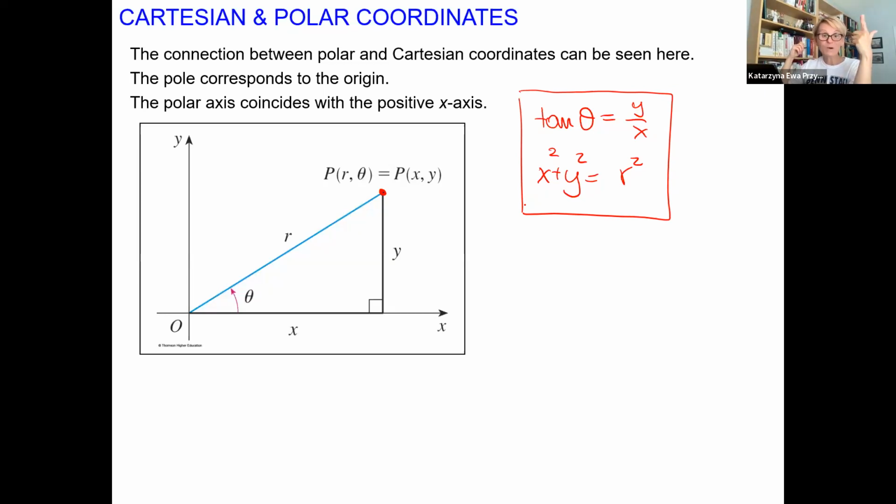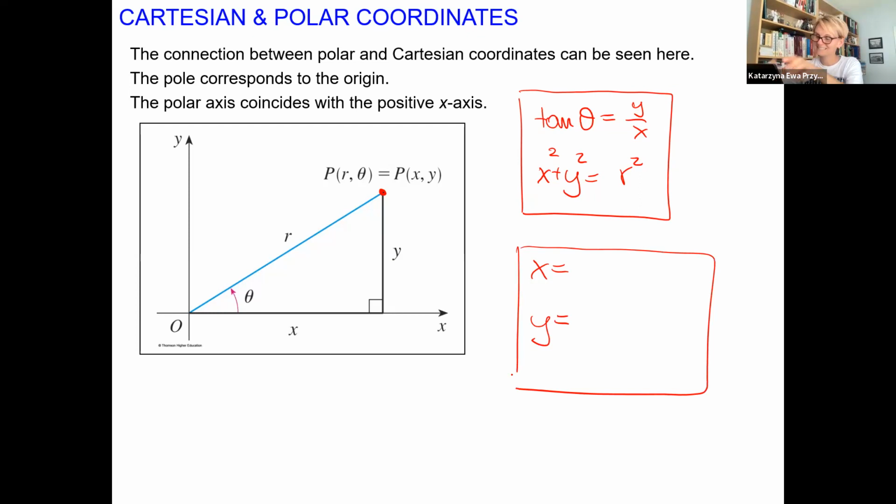Okay, we need another two. How can we get X and Y if we have R and theta? We need these two equations. Probably some trigonometric ratio. Yes, let me write on the side. Sine theta is Y over R, then Y will be R sine theta. And cosine theta is X over R, then X is R cosine theta. Okay, that's it. We need these four equations to convert.